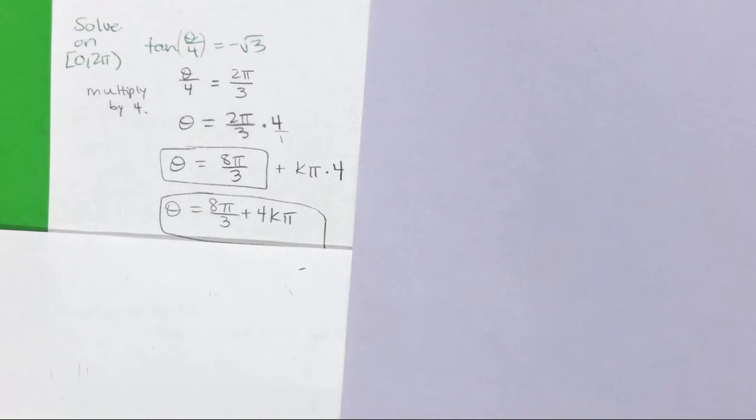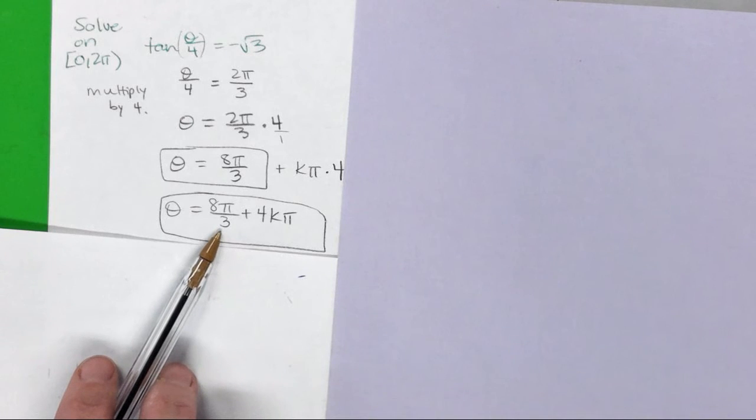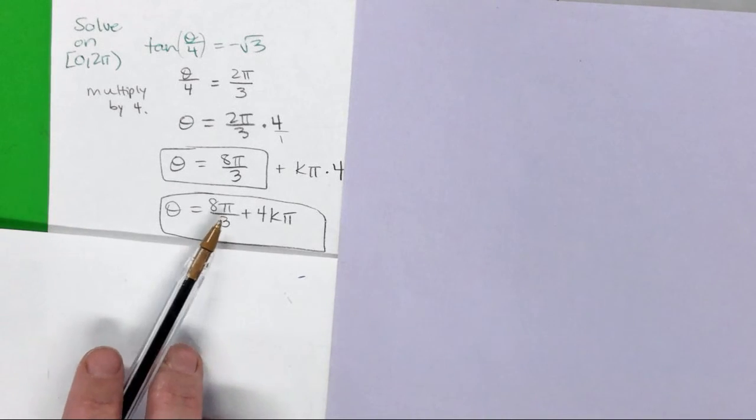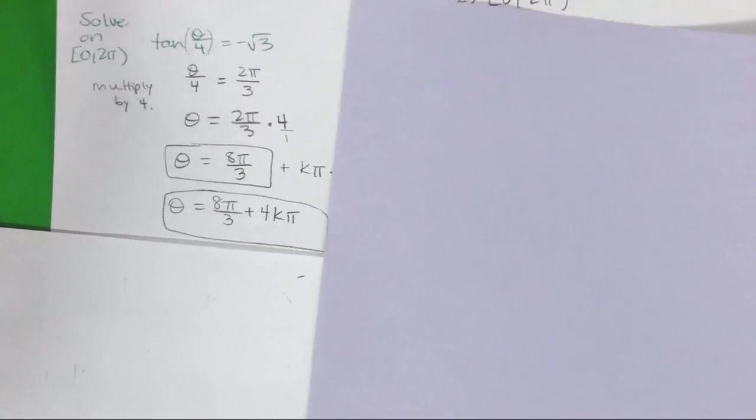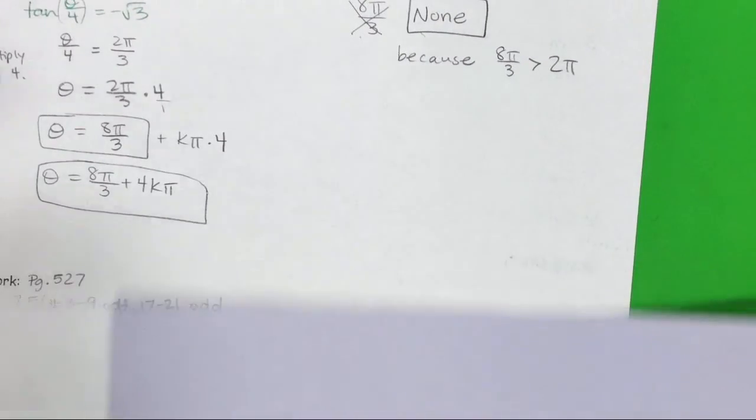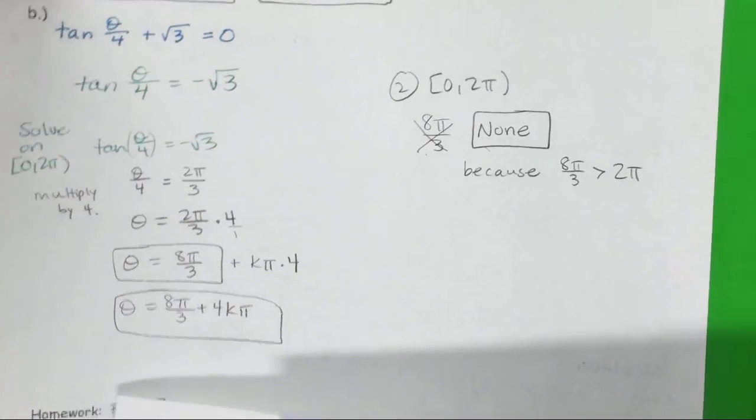Now, when we're doing step 2, now the denominator is 3. So 6 pi over 3 is going to be equivalent to 2 pi. So there's no answer that's in that interval, right? Because 8 pi over 3 is bigger than that. So for step 2, it's going to be none.